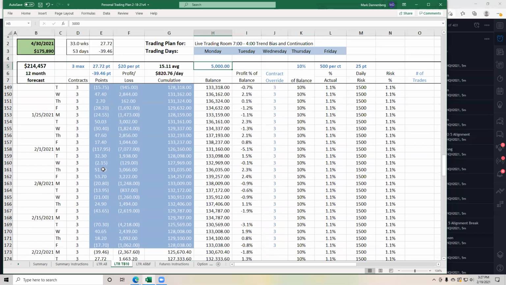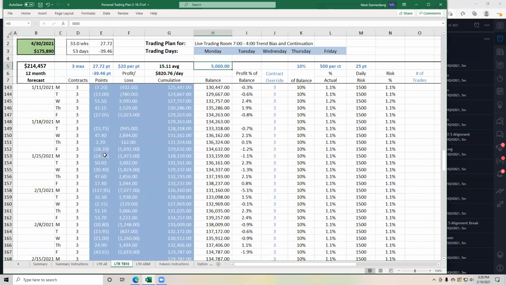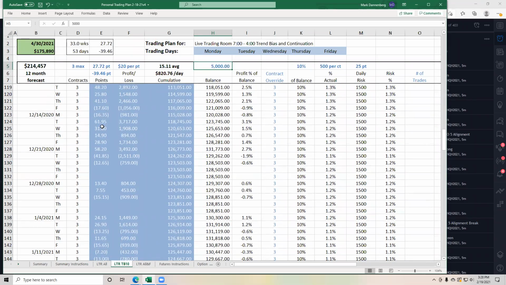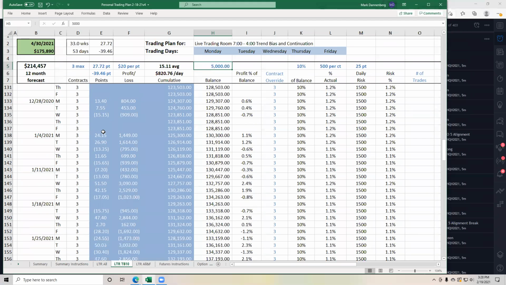You can scroll back here and you can see we've had some big losing days. We've had losing days back to back. We've had a whole series of winning days with no losing days. What this is, folks, is a realistic approach to trading.